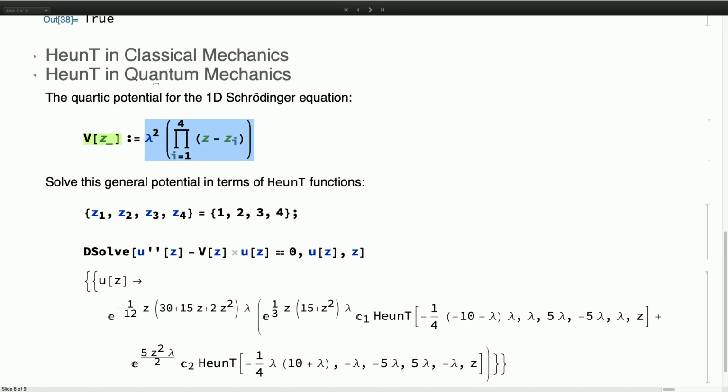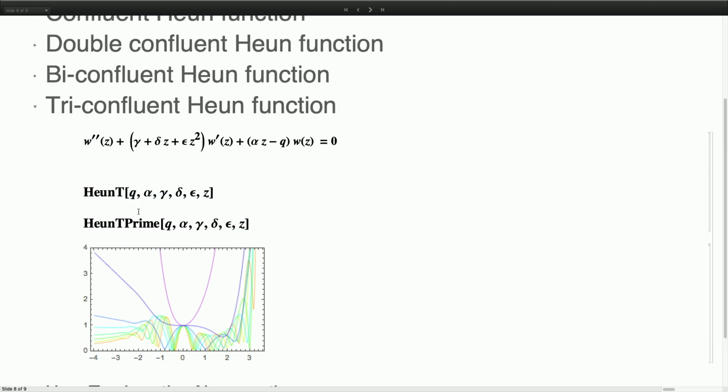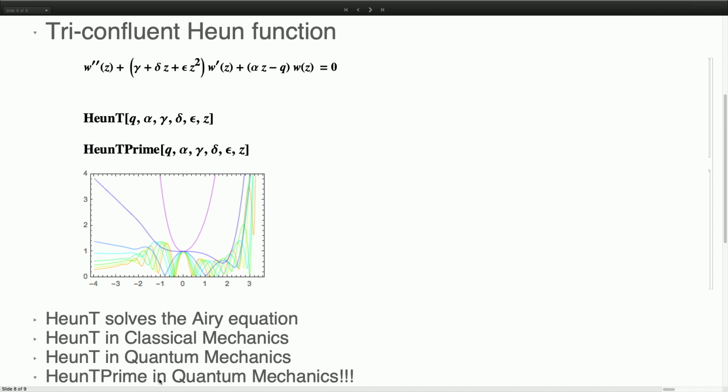Yeah. And also, we have a very surprising result. When we were implementing these Heun functions, we were thinking that Heun functions would be the most important ones. However, we found one very beautiful example from quantum mechanics of how we can also use HeunT prime functions. So let me show this example.